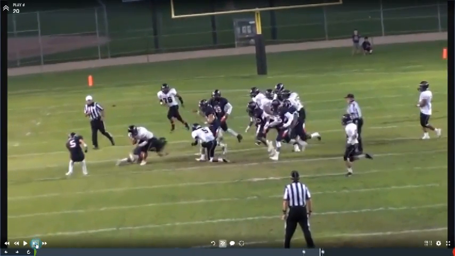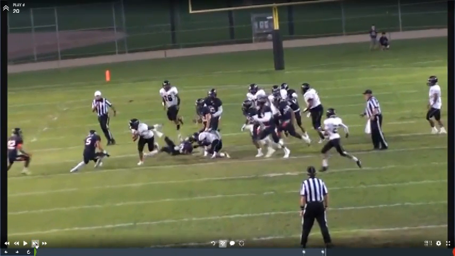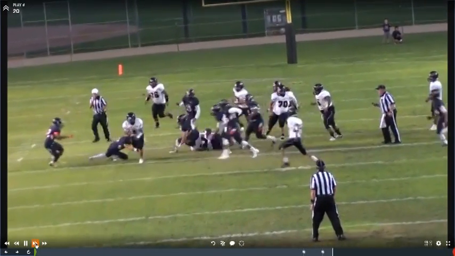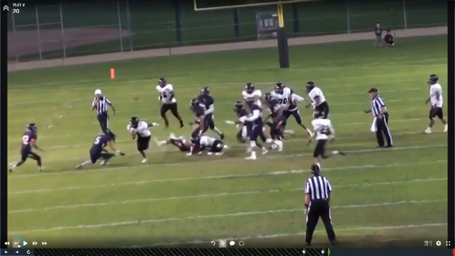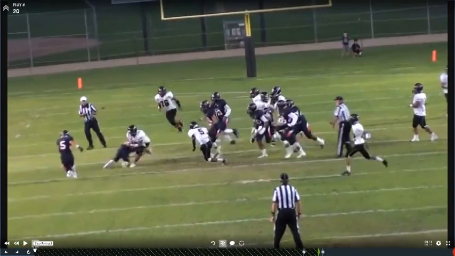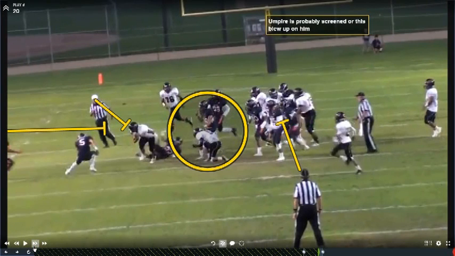Comes in low. He had all day to decide to do this. He hits him not only below the waist, but below the knees. This is an illegal act. It's flagrant. We've got to get it. Now I'm going to show you why we missed it. If you look at everybody's eyes, they are not on the block.